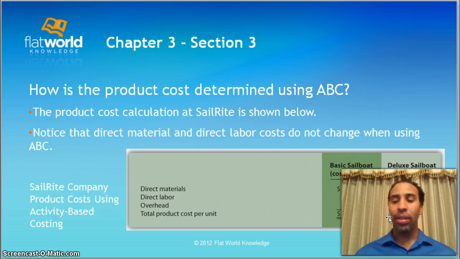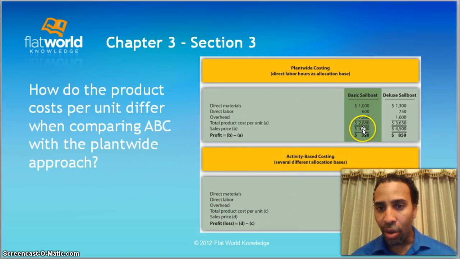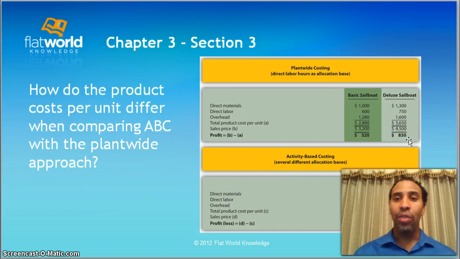So the question that you may ask is, why would they have the same overhead rate? So how do the product costs per unit differ when comparing activity-based costing with the plant-wide approach? Well, with the plant-wide approach, for the basic sailboat, you're taking the total cost per unit 2,880 and subtracting that from the sales price, which is 3,200, and you get $320 profit. On a deluxe sailboat, you have $3,650 in expenses and $4,500 is the sales price, so you have $850 in profit. But that's when you use plant-wide.